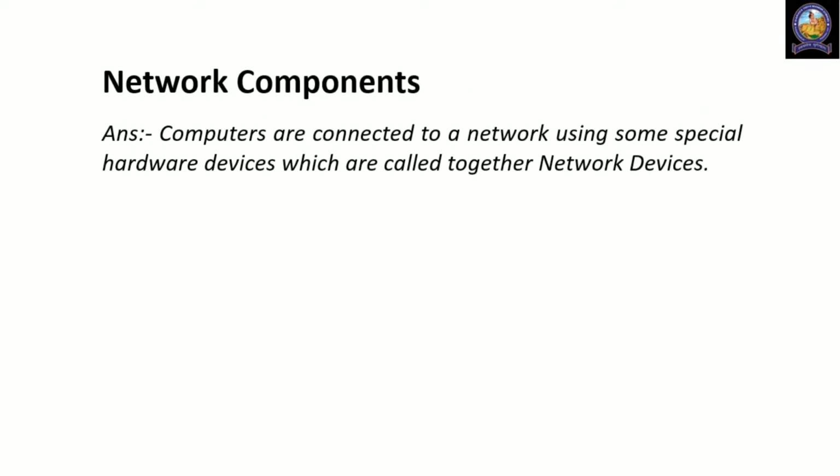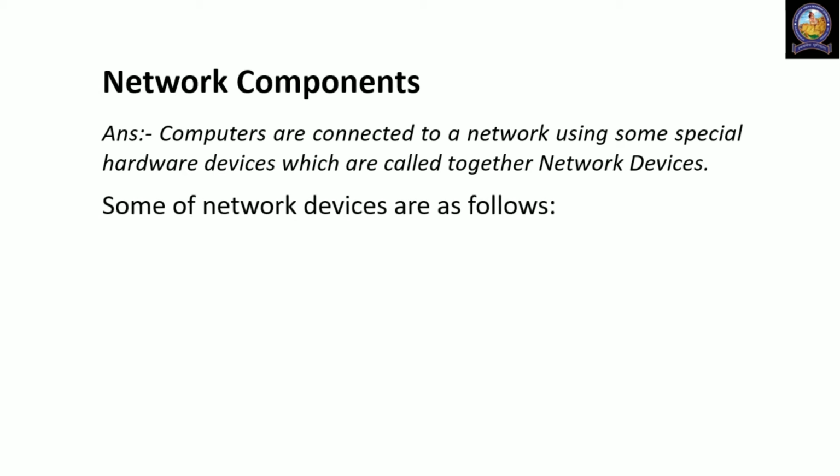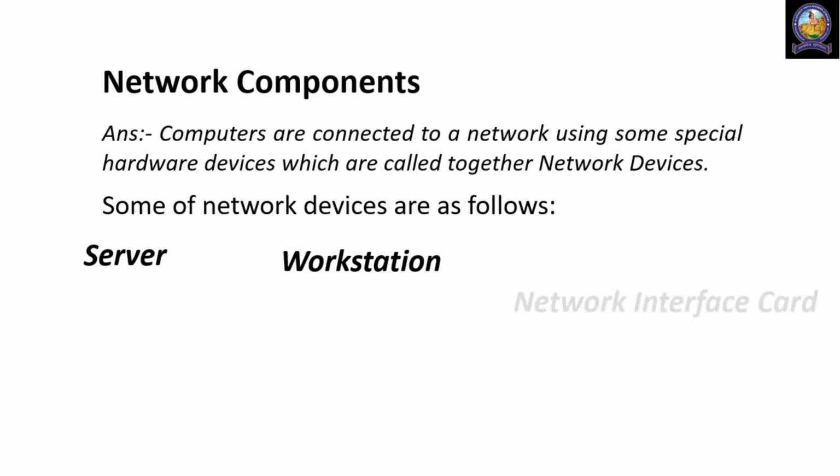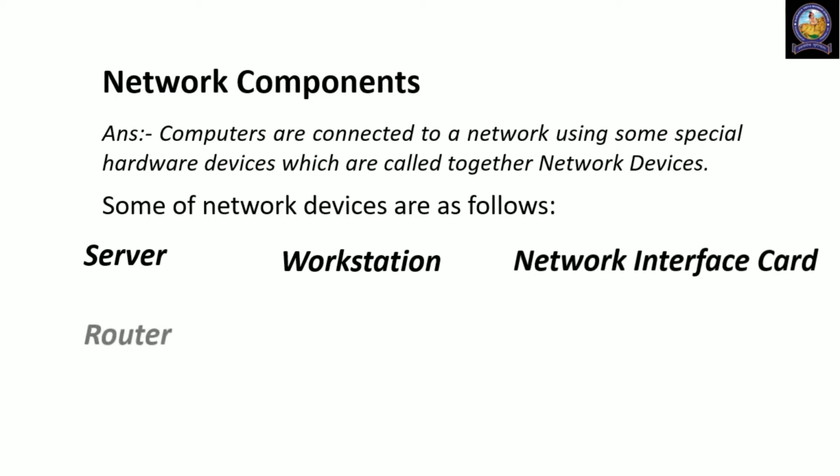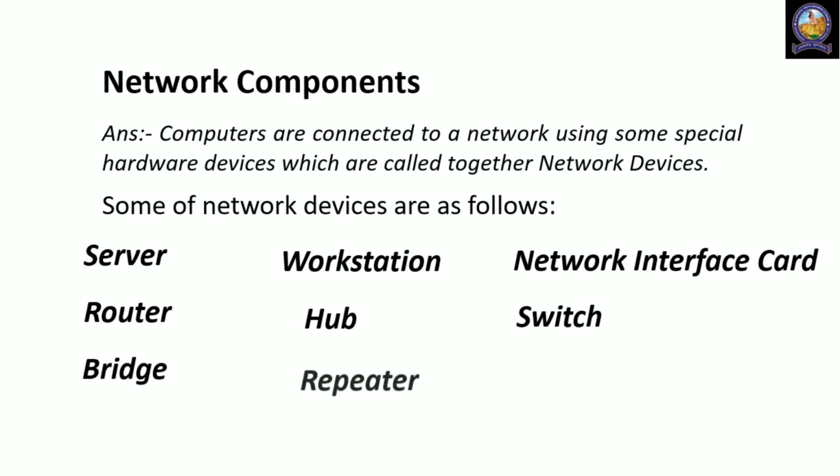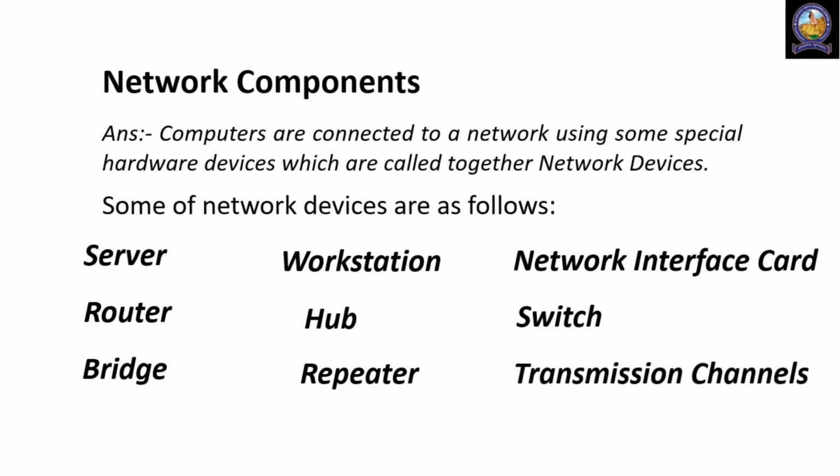So what are computer network components? Computers are connected to a network using some special hardware devices which are together called network devices or network components. They are as follows: server, workstation, network interface card, router, hub, switch, bridge, repeater, transmission channels, gateway, modem, etc.